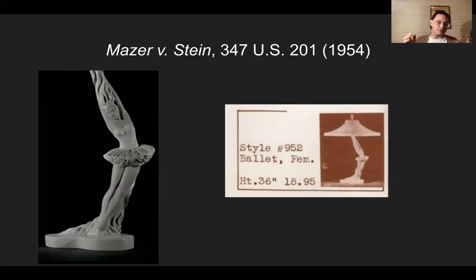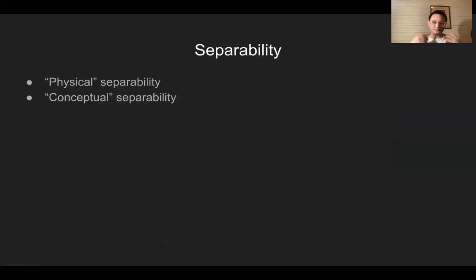Okay, well, it seems pretty straightforward, but it turns out it can get pretty difficult to apply in practice, especially this kind of metaphysical distinction between physical and conceptual separability. In some circumstances, that's really easy, right? You have a t-shirt with an image on the t-shirt. Well, the image on the t-shirt is easy to conceive of separate from the t-shirt itself.